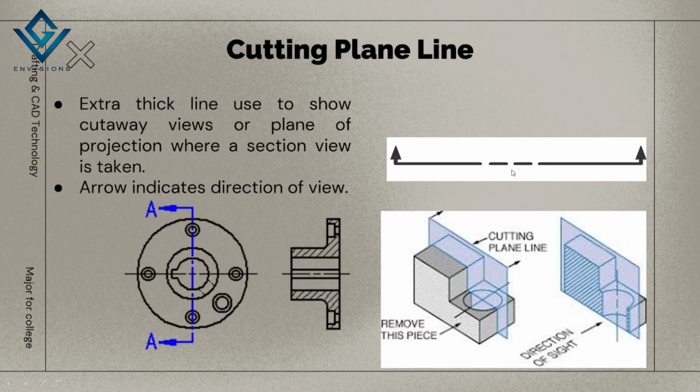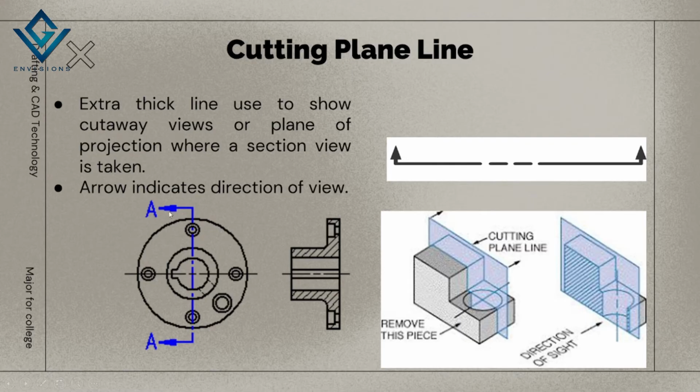Next, we also have the cutting plane lines. The cutting plane line is an extra thick line used to show a cutaway view or plane of projection where the section view is taken. The arrow indicates the direction of view. The best example for this one is slicing a cake. If you slice a cake, you can see the interior part of the cake. You can see maybe what the ingredients inside it are. So this one is an example for it.